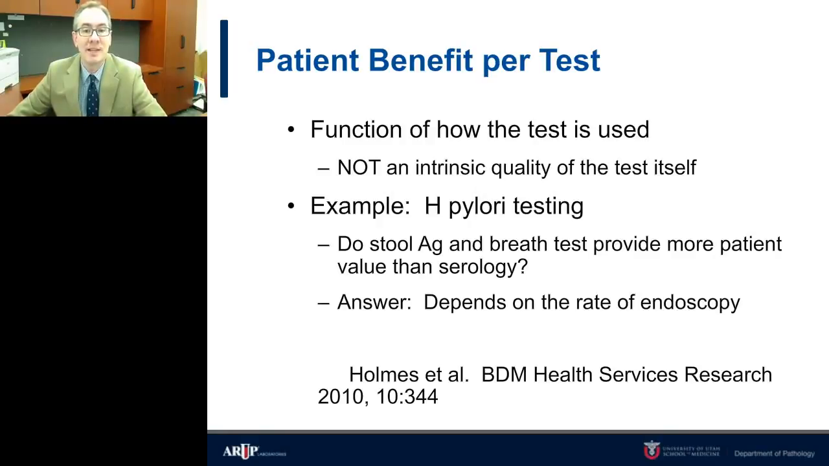Because in a lot of US settings, doctors jump to endoscopy so quickly in their diagnostic algorithm that the accuracy of non-invasive testing doesn't matter that much. There's essentially redundancy of the testing by use of endoscopy and invasive testing methods, so that it overcomes the variation in the non-invasive tests. So again, the bottom line here is if you want to measure patient benefit per test, you have to start by looking at how the doctors are actually using the test and not just think in terms of the test's own accuracy or reliability.